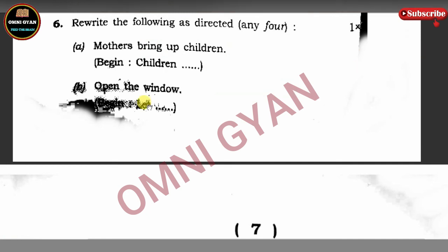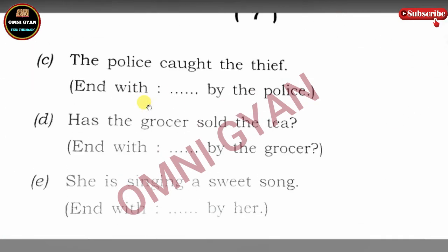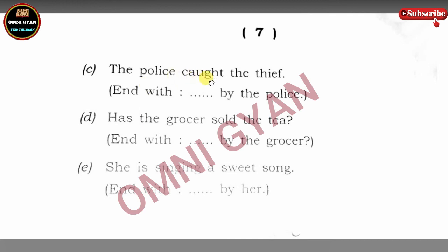Okay, we come back. The police caught the thief. End with "by the police." So again, this is voice change. The police caught is in past tense. Caught is in past tense. Catch or catches is present tense, but here you have past tense. In the earlier exercise we saw present tense, bring, but here since there is a past tense, we begin with the thief because we have to end with by the police. So let us see how it will be.